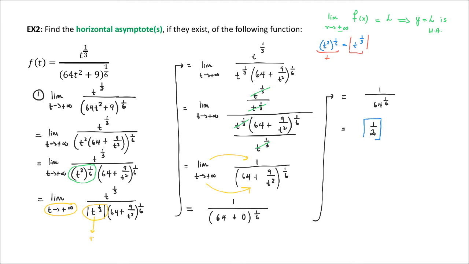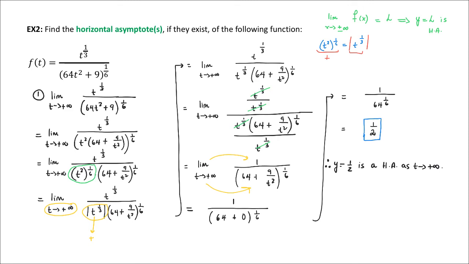The limit at positive infinity is equal to a positive fixed real number. That means that the line y equals 1/2 is a horizontal asymptote. Let's write that. Therefore, y equals 1/2 is a horizontal asymptote as t approaches positive infinity.